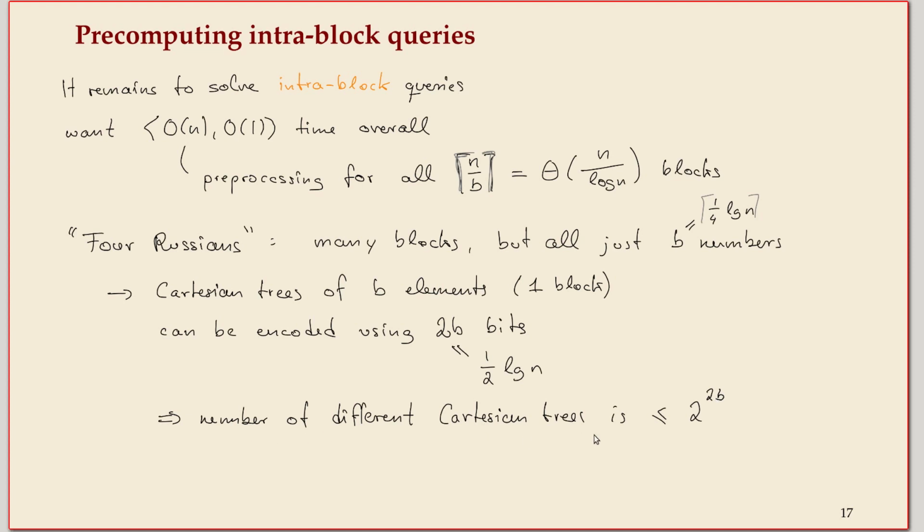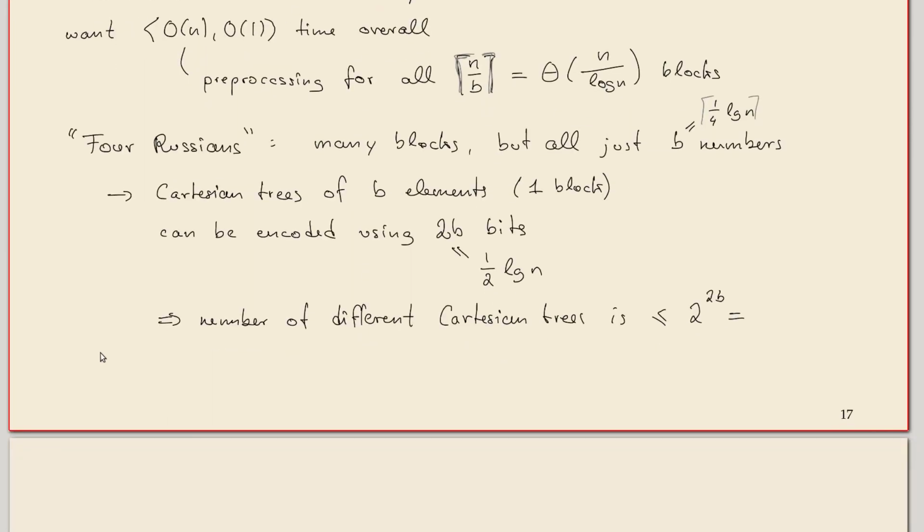The number of different Cartesian trees is 2 to the number of bits. That's the number of different bit strings of that length that we have. And now let's compute this number. 2b is a half log n. So you can write this as first take 2 to the log n and then take that to the power 1/2. And that's nothing but square root of n. So there's only square root of n different Cartesian trees, but we have almost a linear number of them.